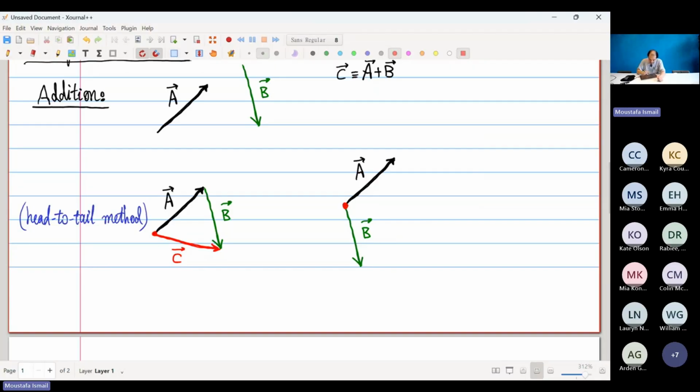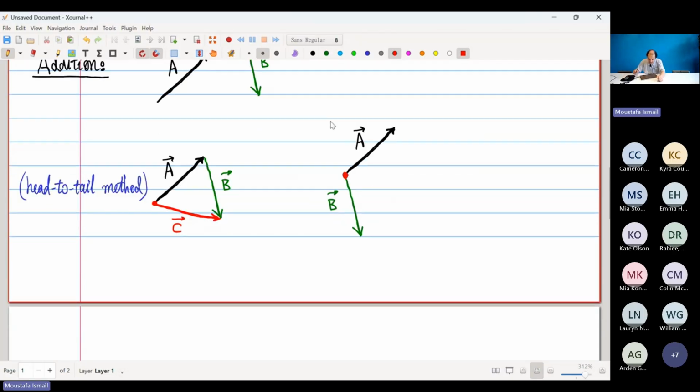And then I draw a parallelogram. Complete the parallelogram by drawing a parallel to vector A and a parallel to vector B, then the diagonal is vector C. Okay, this is the parallelogram method.